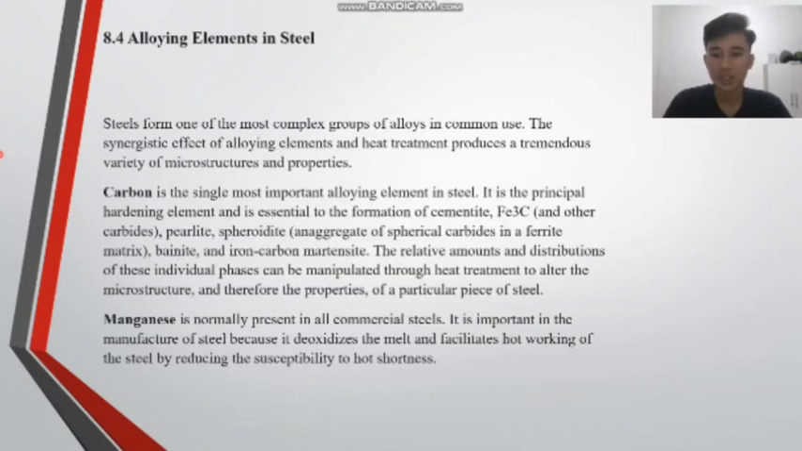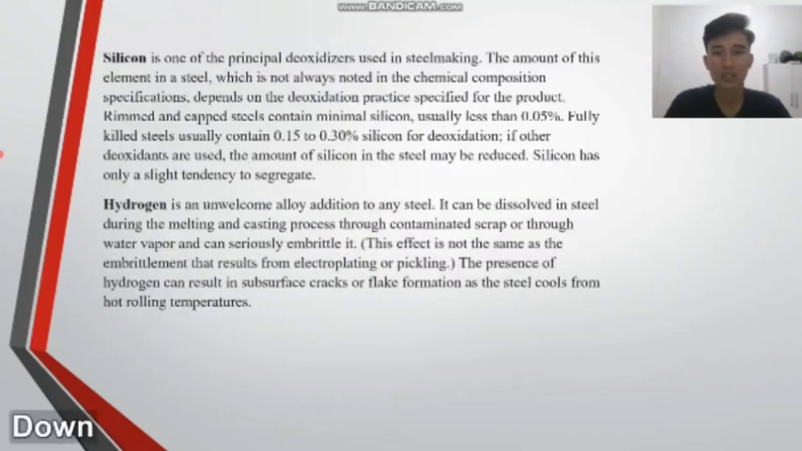Manganese is normally present in all commercial steels. It is important in the manufacture of steel because it deoxidizes the melt and facilitates hot working of the steel by reducing the susceptibility to hot shortness. Next, silicon is one of the principal deoxidizers used in steelmaking. The amount of this element in a steel, which is not always noted in the chemical composition specifications, depends on the deoxidation practice specific for the product.